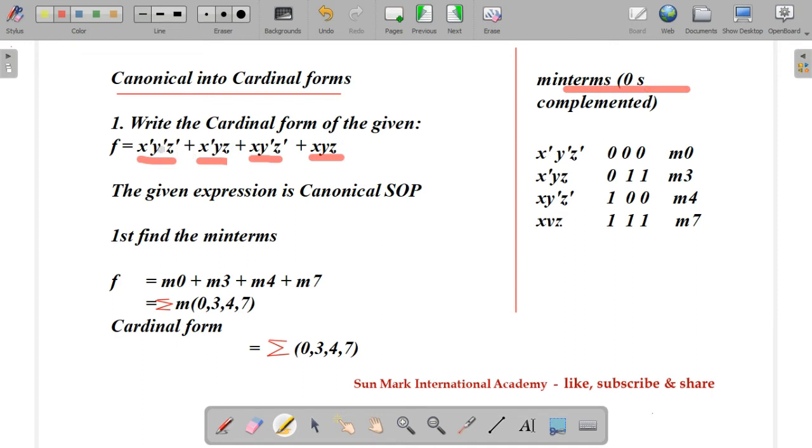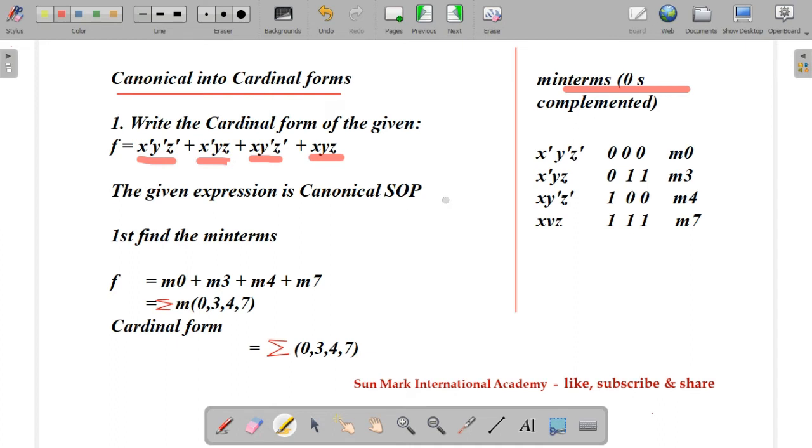That's why here I have written that in a min term, 0 is complemented. So x dash y dash z dash means 0 0 0. Zeros are complemented in a min term. Next one, x dash y z is 0 1 1. x y dash z dash is 1 0 0. x y z is 1 1 1. These are the values to be taken or drawn in the truth table. 0 0 0 corresponding number is 0. 0 1 1 corresponding decimal number is 3. 1 0 0 decimal number is 4. 1 1 1 decimal number is 7.